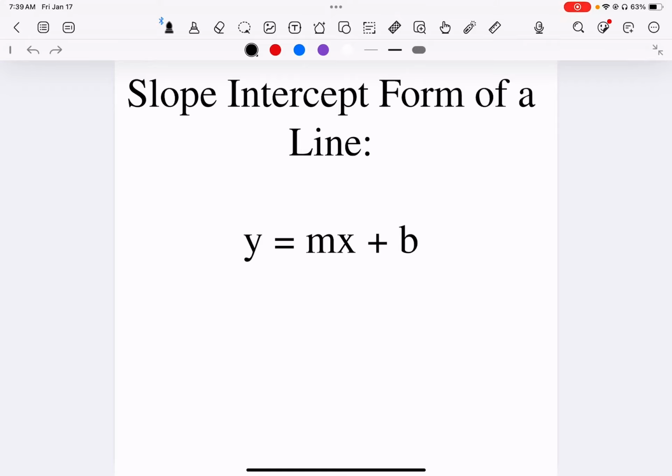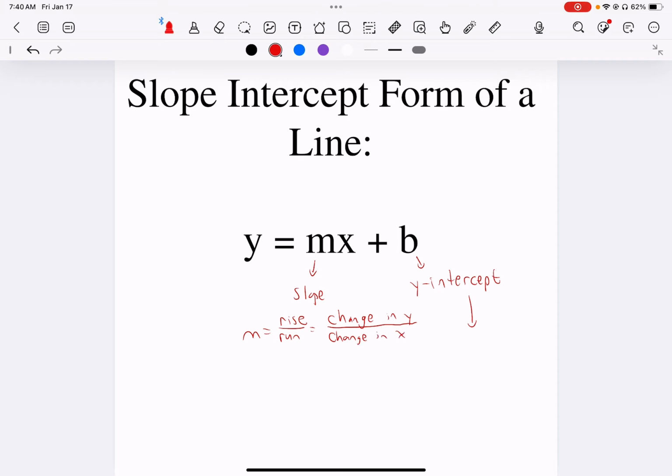This lesson is on graphing a linear function given slope-intercept form. Slope-intercept form of a line is y equals mx plus b. In this case, the m represents the slope and the b represents the y-intercept. So the slope is always the rise over the run, or the change in the y value over the change in the x value.